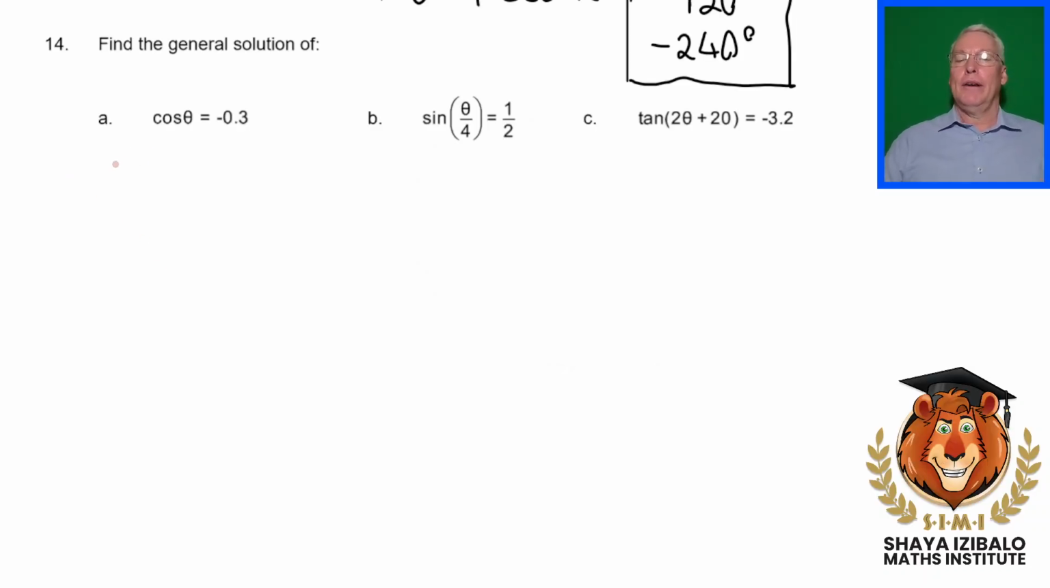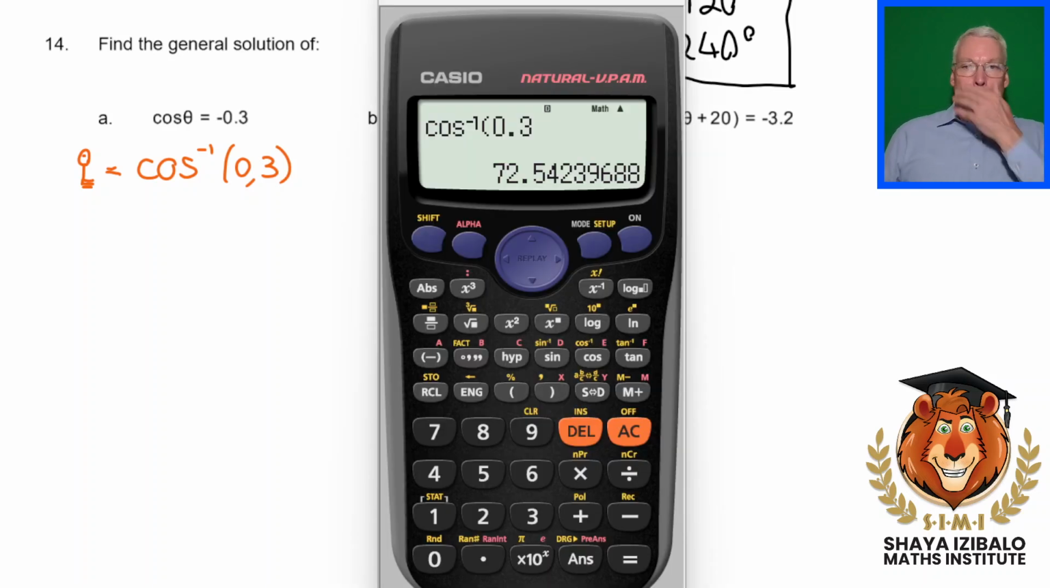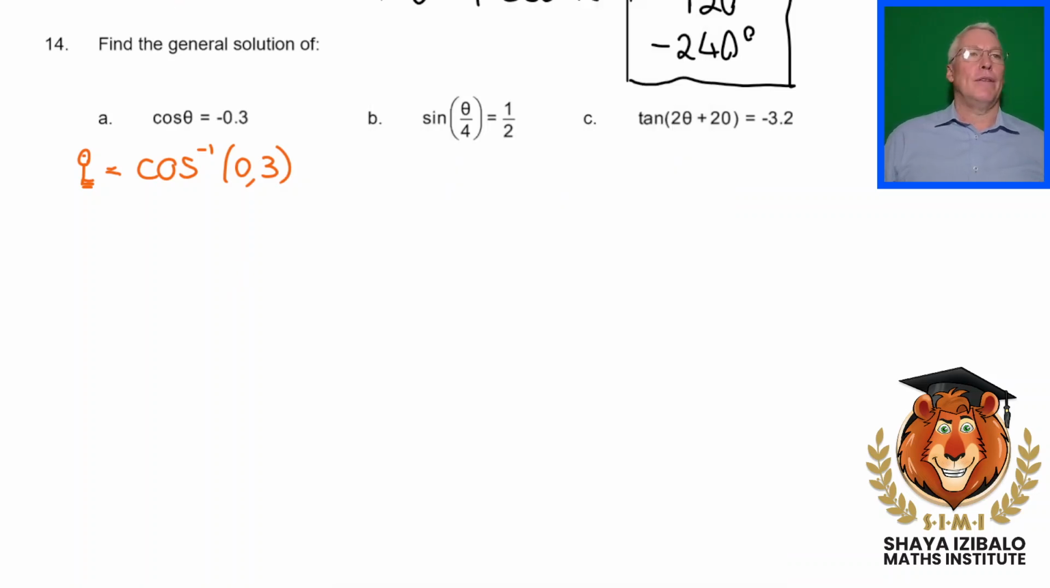Okay, so this first one, cos theta equals negative 0,3. The first thing we're going to do is find a key angle. And remember, the key to finding a key angle is we undo cos of positive 0,3. We do not put the negative into the calculator when finding a key angle or reference angle. Okay, and there we go. Our reference angle or key angle is 72,5 degrees.